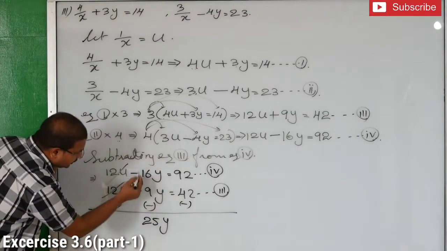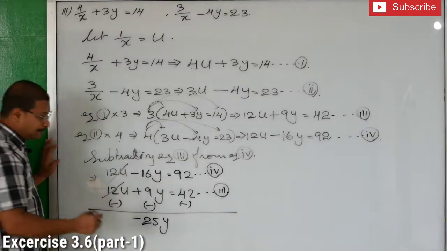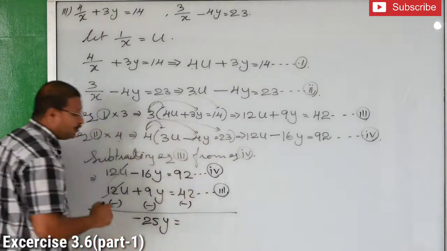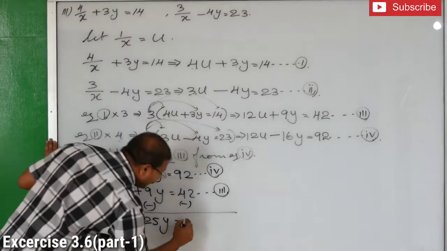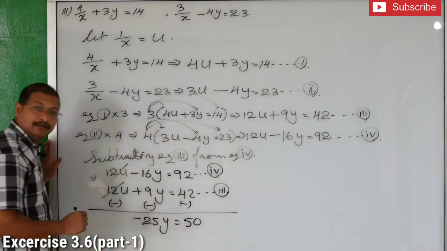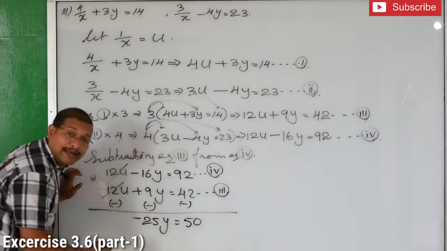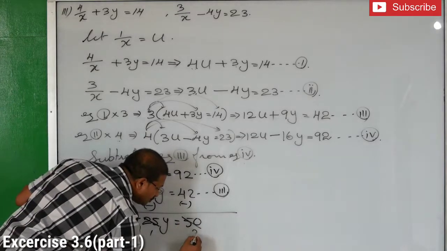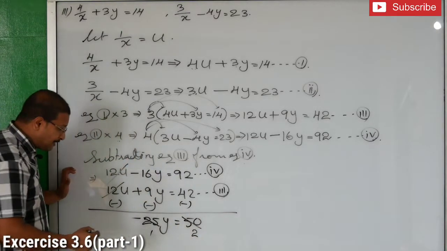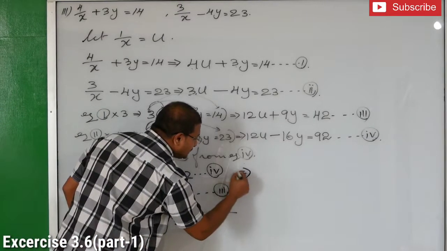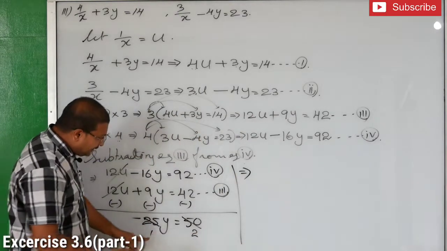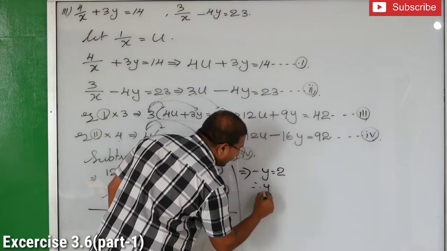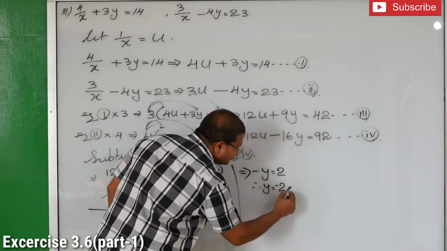25y, but of course it should be minus 25y equals 92 minus 42, that is 50. Ready? Both sides I will cancel by 25. 25 ones are 25, 25 twos are 50. That means we will get, this implies minus y equals 2. Therefore, y equals minus 2.